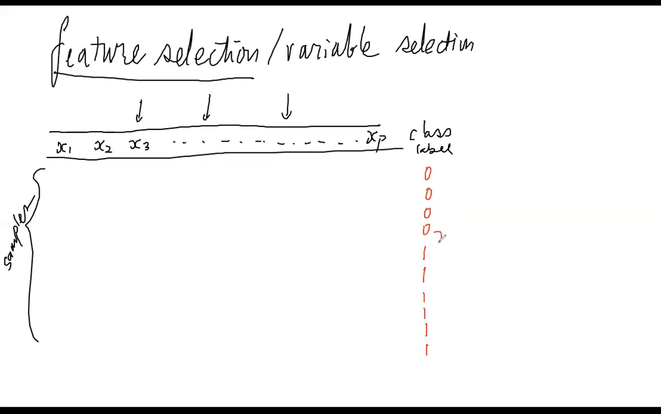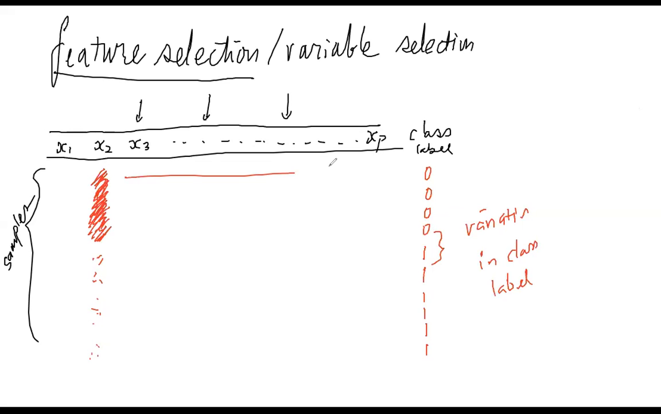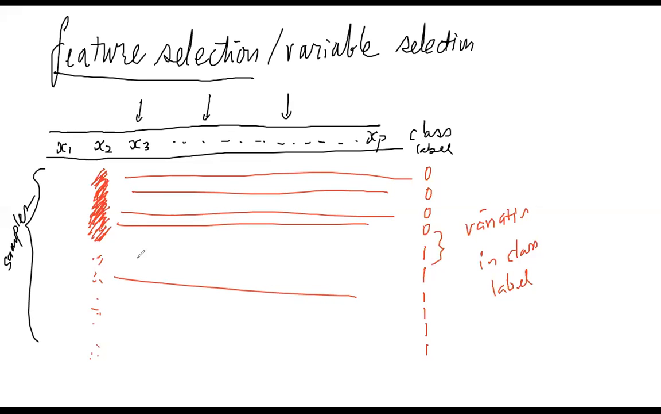Okay, so 0 and 1 is actually a variation in the class label, right? Variation is just a formal word for difference. So if these values are high, I just shade them dark, and these values are low. So there's a contrast between the high values and the low values, and this contrast is associated with the zeros, and these are with the ones, right?